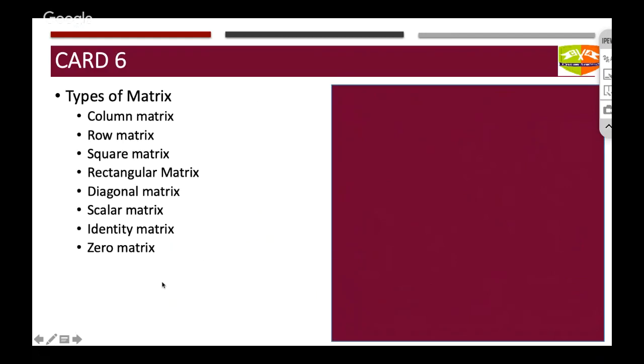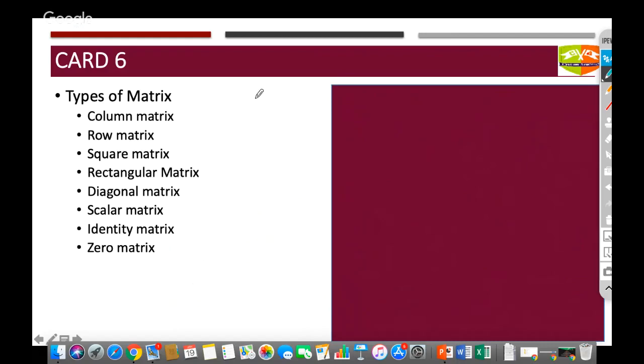Now let me go to types of matrix, and I have made different kinds of matrix here. So the first one is column matrix. Now what do I mean by column matrix? The first one which I'm taking over here is column matrix, and column matrix will have the number of columns equal to 1.